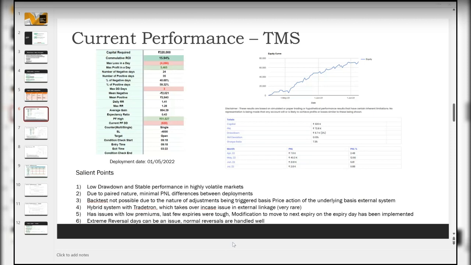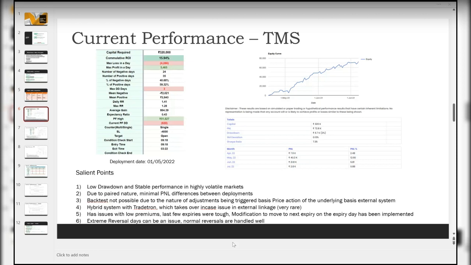But what you will see is that TMS has been a very consistent performer. It is a lower drawdown, stable performance strategy, which has worked in very highly volatile markets. I think May, June, July were very volatile, and all of you know it. We need not give more explanation on it.